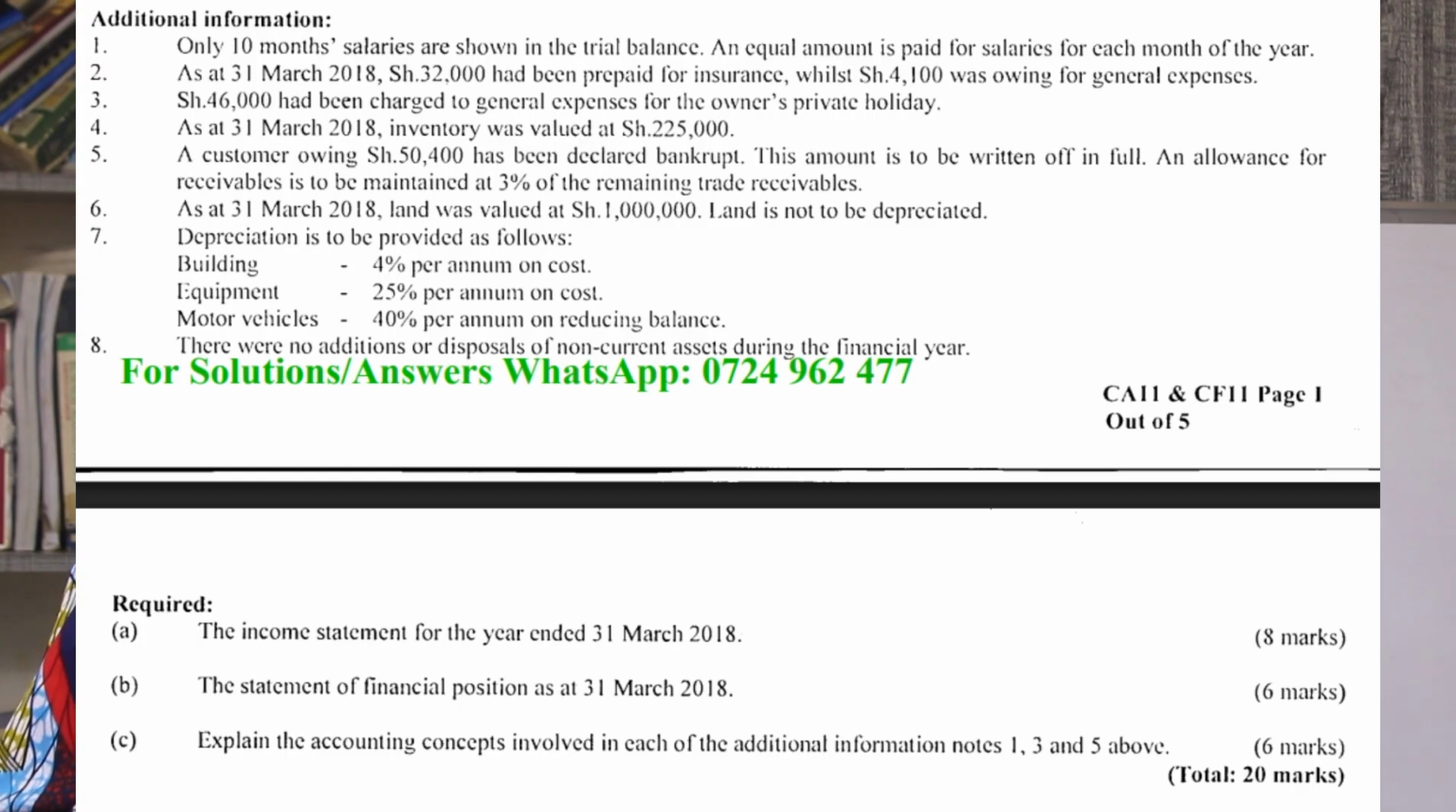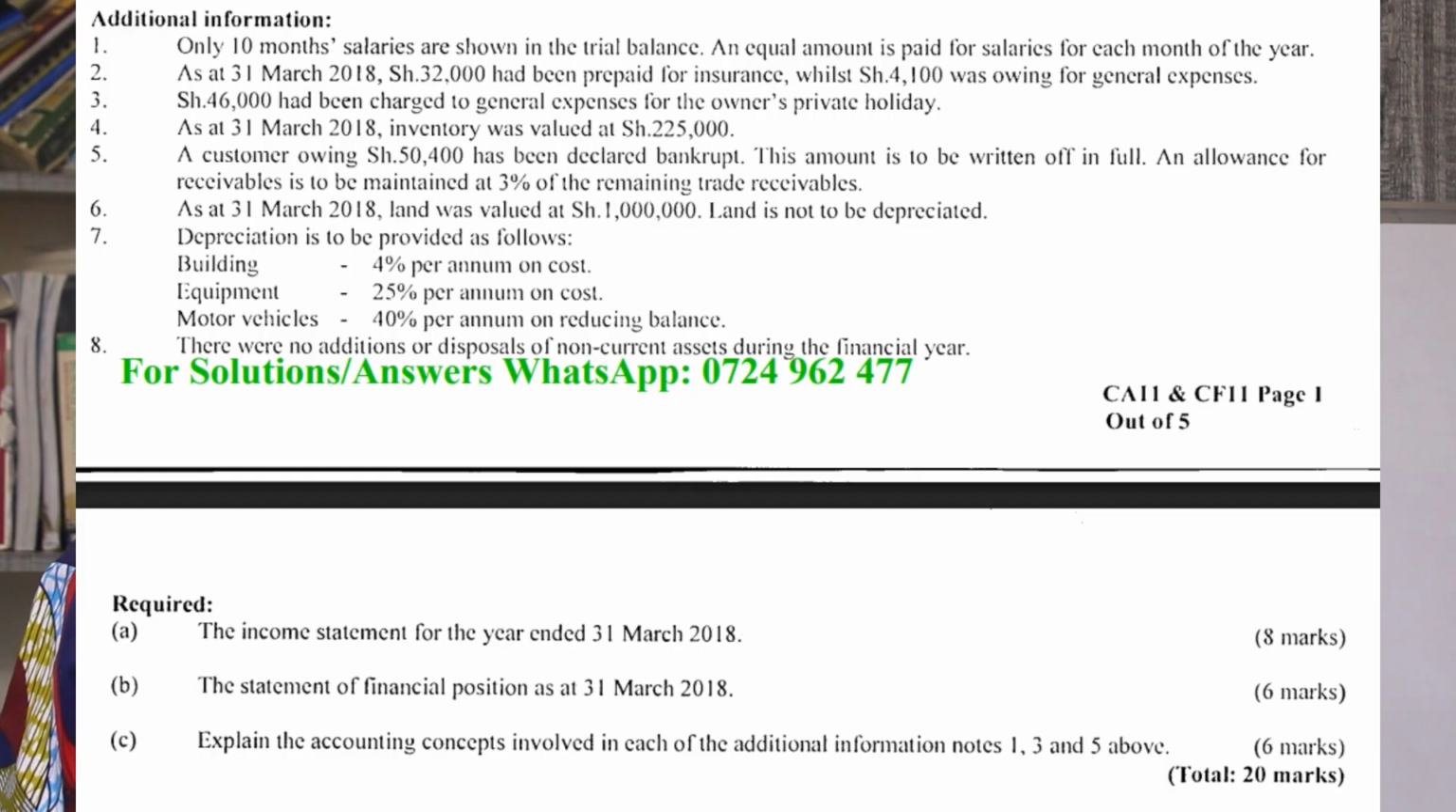That is drawings. As of that 1st March 2018, inventory was valued at 225,000. You get the closing stock and the inventory in the balance sheet. A customer owing 5,400 was declared bankrupt. This amount is to be written off. So you debit bad debts account, and you must realize that you already have bad debts expense in the trial balance. So you're just adding more.